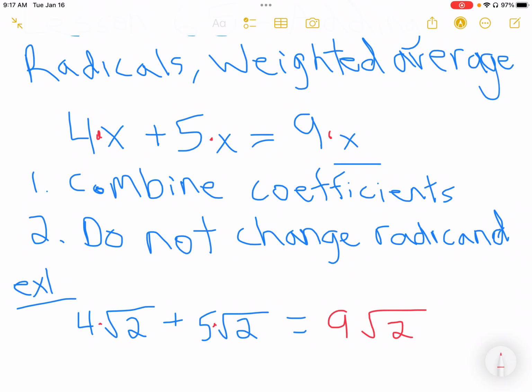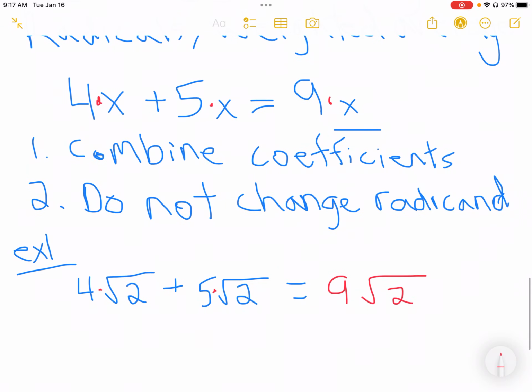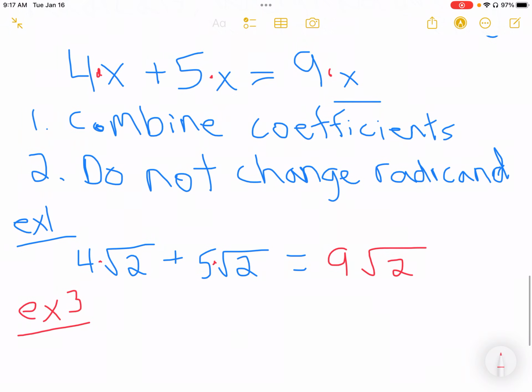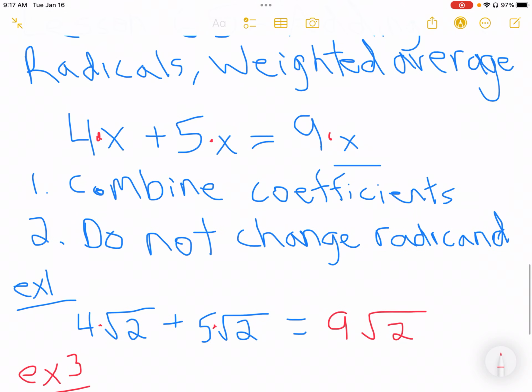Okay, now let's do another example. Let's do example 3, okay? I guess I could go up here and just state, right? If I have x plus y, I can't combine those, right? That is just simply what it is, right? If I have x plus y, that's my answer, right? Okay, so you'll see that for example 3, right?